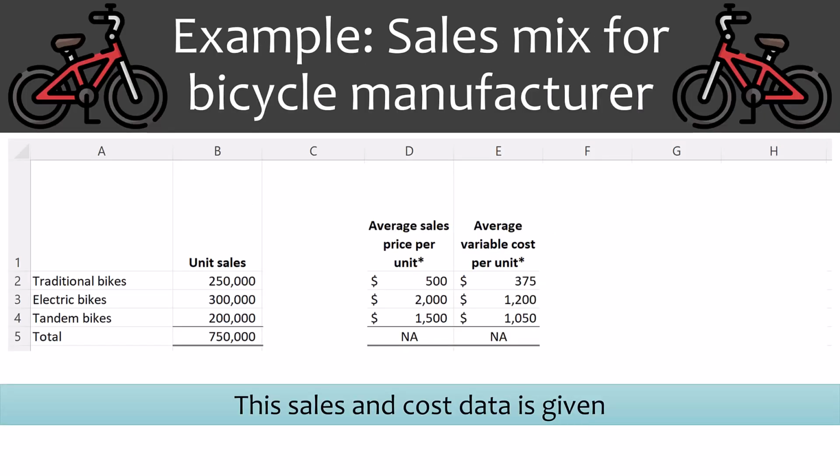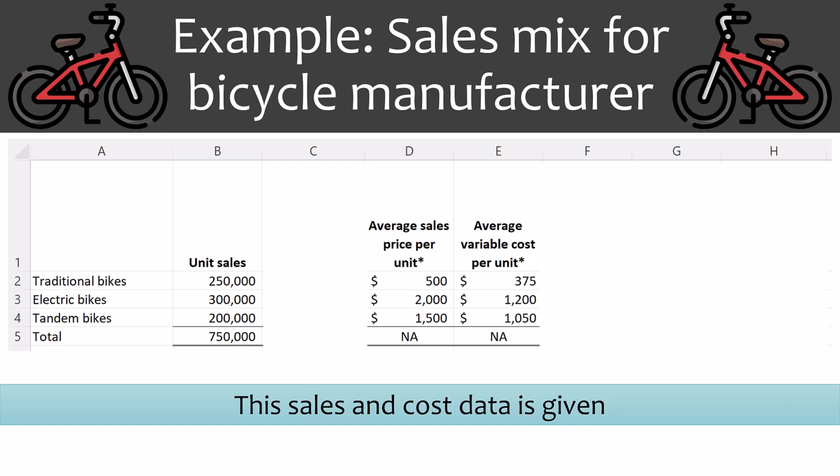We're going to use the sales mix for a bicycle manufacturer. What you're seeing on the screen is sales and cost data that is given to us. And we need to remember that all of this data is hypothetical. So we have a bicycle manufacturer selling three types of bikes: traditional bikes, electric bikes, and tandem bikes. We're given the unit sales of each: traditional bikes 250,000, electric bikes 300,000 units, tandem bikes 200,000 units. So the total units being sold is 750,000.